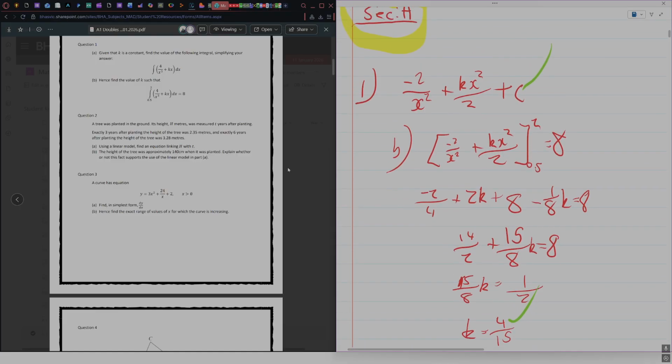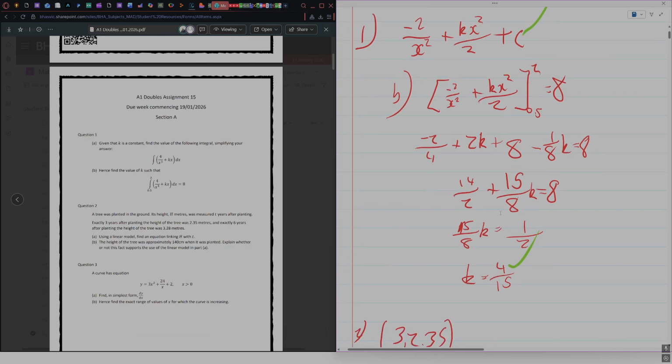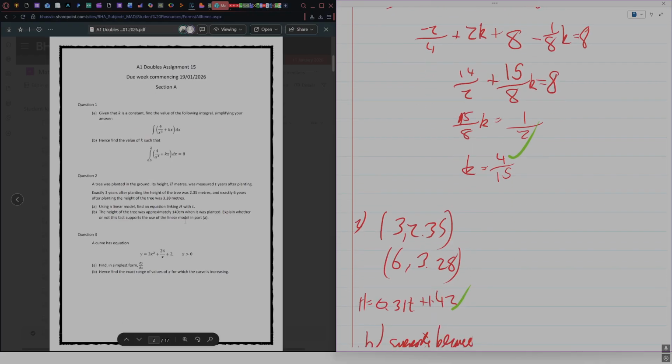First question, we have this integral here. I'm sure no one will struggle with this. Just remember the plus c, and then you set it equal to 8, and sub in the new limits that it created, and then solve. You get this.